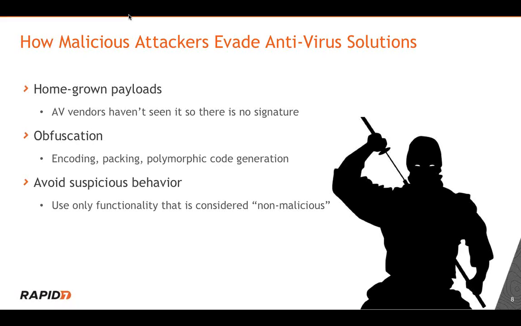Obfuscation used to be really big, doing encoding, packing, polymorphic code generation, which is really neat stuff, where the actual payload wouldn't exist in the executable when it hits the file system, but it would write over itself and change itself into the malicious code. But those don't really work anymore. Heuristics are able to blow right through those sorts of obvious tricks. The best way is to just avoid suspicious behavior. Make your payload look as innocuous as possible.